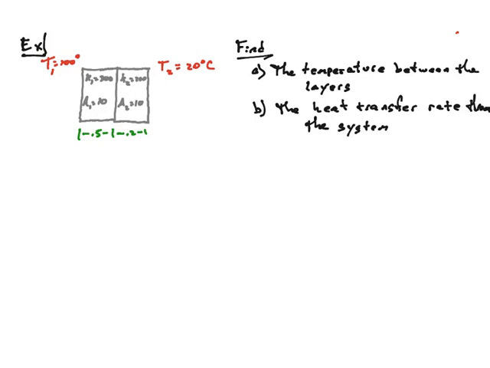Because what I'd like to do is use our normal equation, Q over T is K A delta T over L, to try to find, let's say, part B. I want the heat transfer rate. But how do I do it if I have two materials? Because each material can have a different K value. It can have a different thickness. It can have a different area. So what do I do?